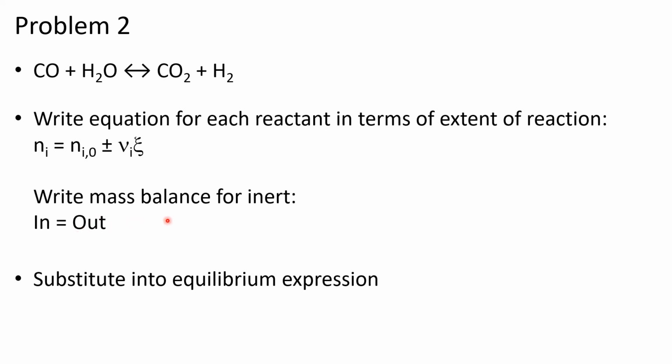Once we have all these expressions, we can calculate the mole fraction of each of the species in the product, and we can substitute those mole fractions back into the equilibrium expression in order to calculate the final composition of the product stream. And then we can also calculate the conversion of each of the species.